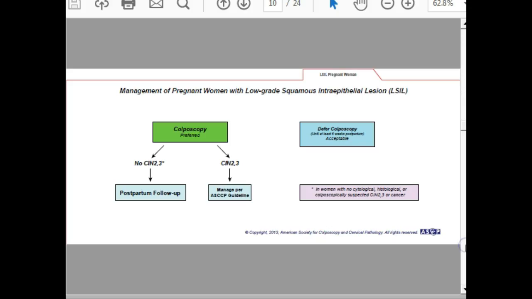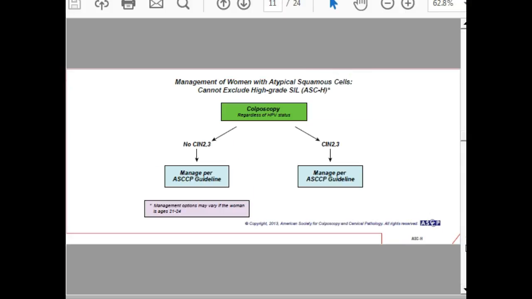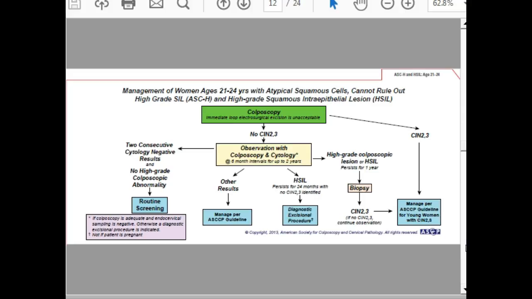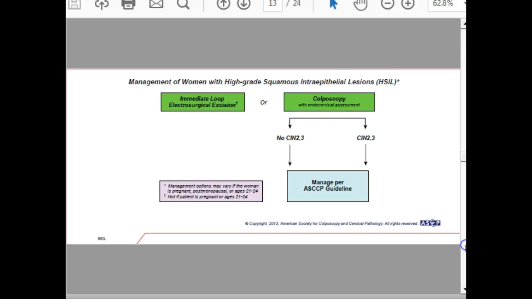So LSIL, you can see all the different ones we had are on here. If it's ASC-H, then we're going to go ahead and go to colposcopy. We'll talk about colposcopy findings later. That's a lot of colposcopy. HSIL, basically you're going to send them for colposcopy.